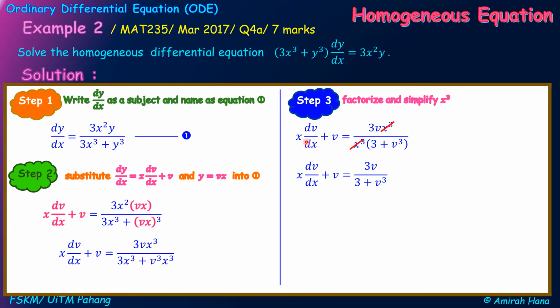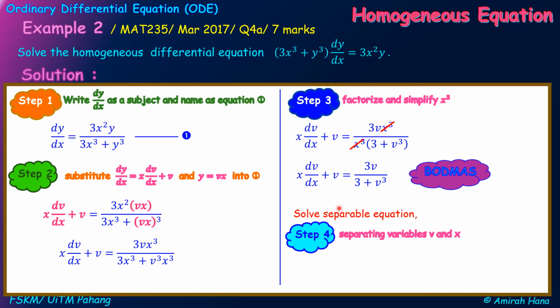After we simplify, we have x dv over dx plus v equals 3v over 3 plus v cubed. From here we can solve it as a separable equation. Step 4, separating variables v and x. When we want to separate the variables, we can follow BODMAS in backward order, meaning we separate subtraction and addition first. So we move plus v from the left hand side to the right hand side. So we have x dv over dx equals 3v over 3 plus v cubed minus v.